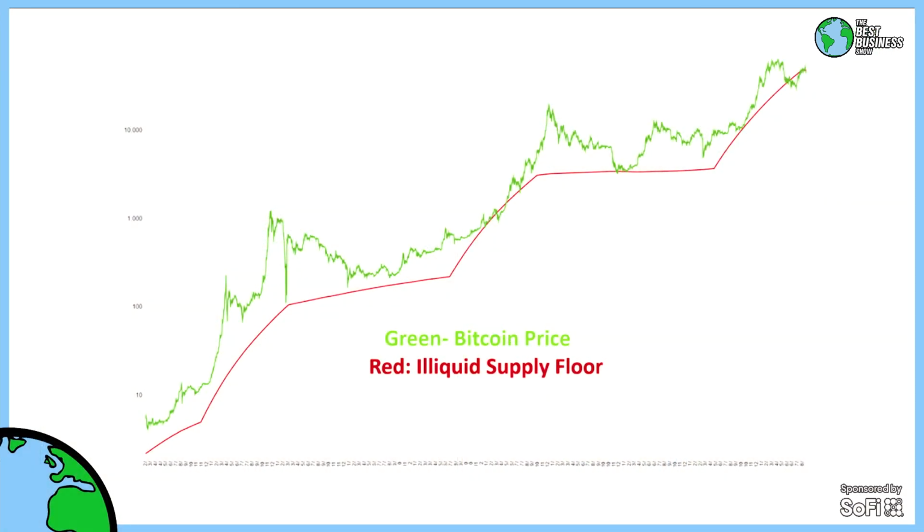Yeah, this is something I created this week with my buddy Matt. He helped me code because I can't code to save my life. Essentially what this is, it's Plan B's stock to flow model, but instead of using circulating supply, you're using illiquid supply.